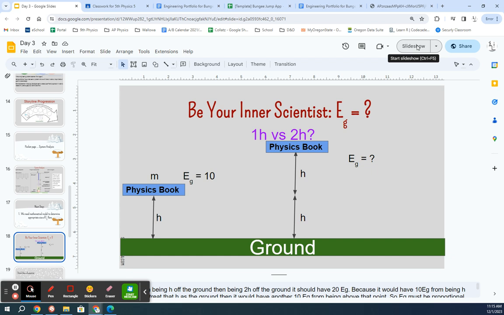What do you think has more energy: a physics book that is a certain height off the ground, or a physics book that is twice as high off the ground? And how much energy do we think that would have if the one that was just h off the ground had an energy of 10? What do you think? Hopefully, you came to the conclusion that it should have double the energy if it's twice the height off the ground. In that case, yes, your internal logic is perfect, and we should expect it to have twice the energy.